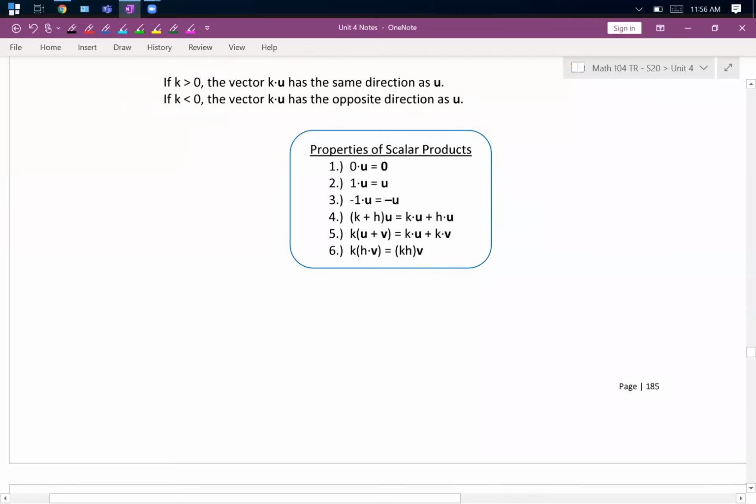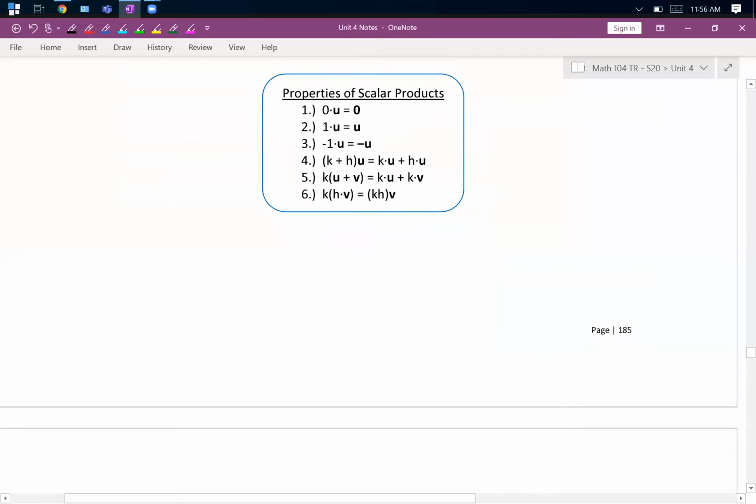So we've got some properties of scalar products, and these properties we'll see are really the same as our properties of multiplying real numbers. 0 times any vector is the 0 vector. 1 times any vector is that vector. -1 times any vector is the opposite vector.